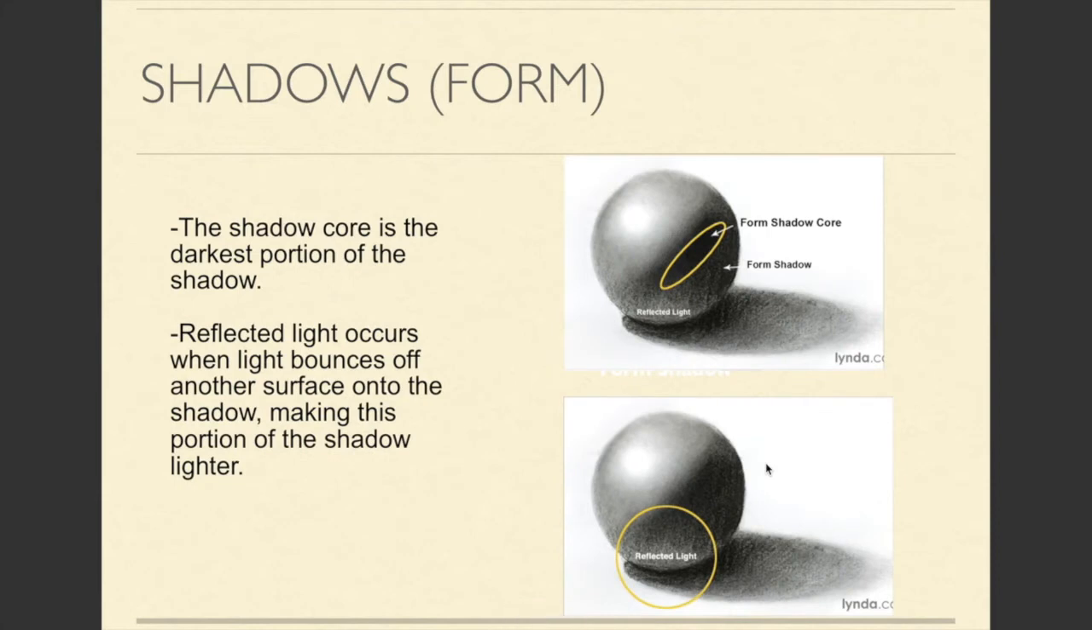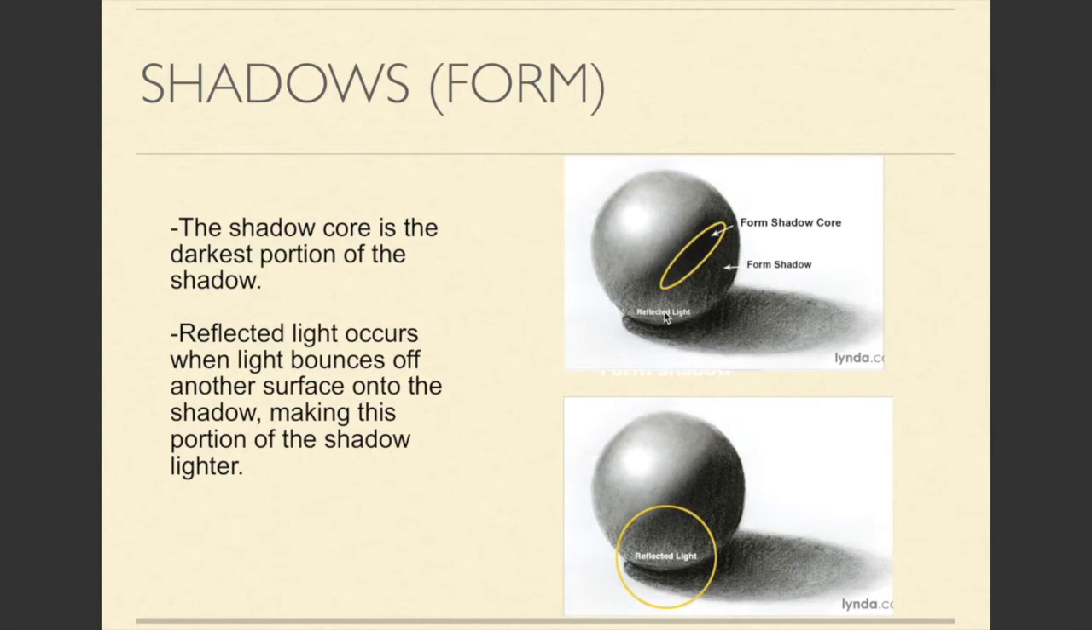Within the form shadow, you have the shadow core, and this is the darkest part of the form shadow. And then you have reflected light. This is where light hits one surface or object and bounces back onto the object in question. And that's what you see right here.